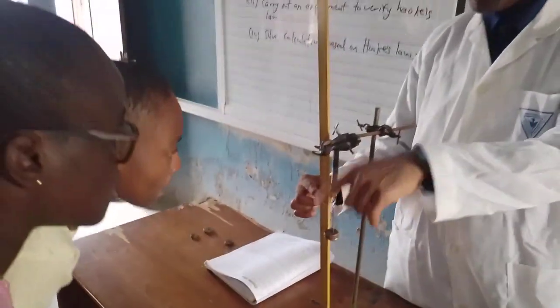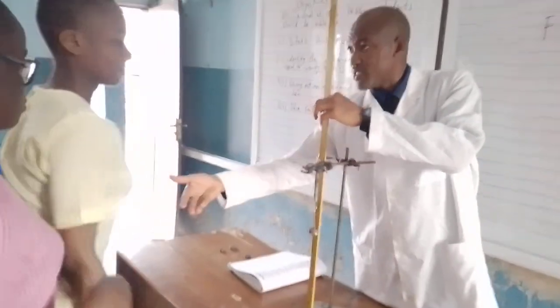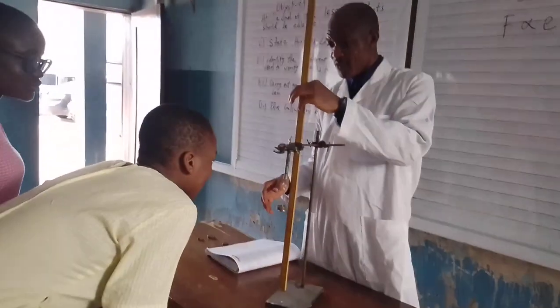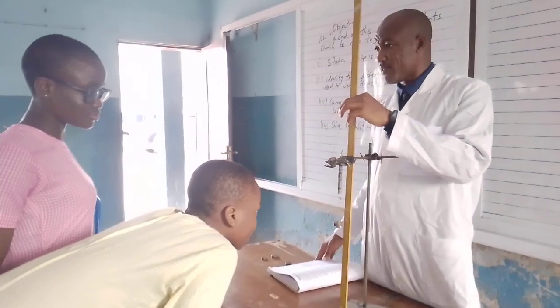Bring your head down. Your eye should be parallel to this lower point here. So put your eye on this level. Bend down very well. You should kneel down. Your head is still high. Bring your head down. 62. So you got 62.5, you got 62.